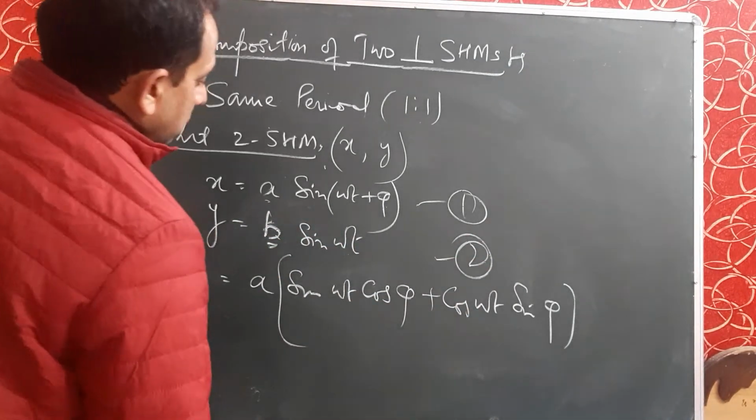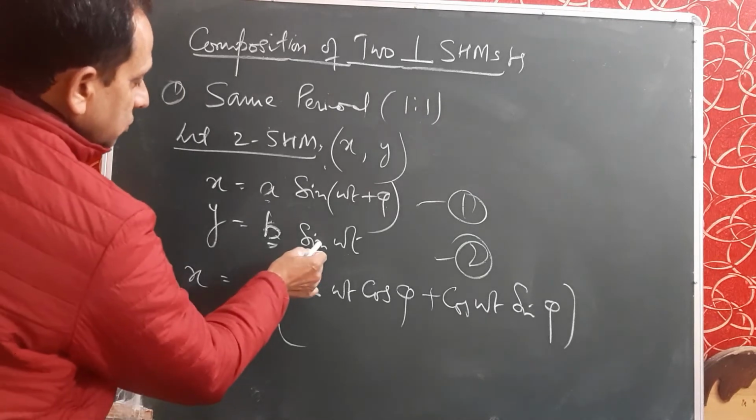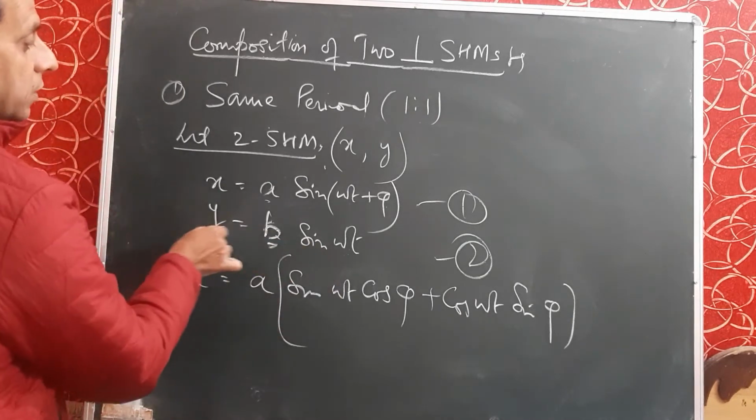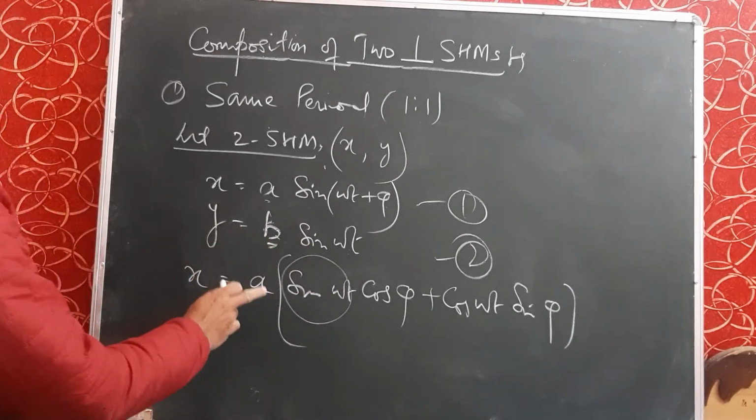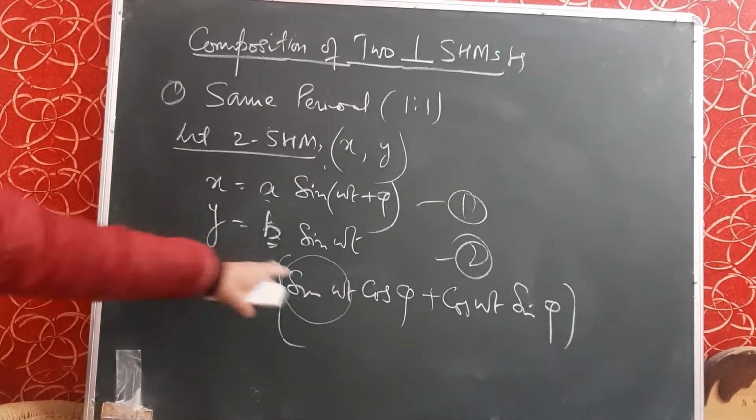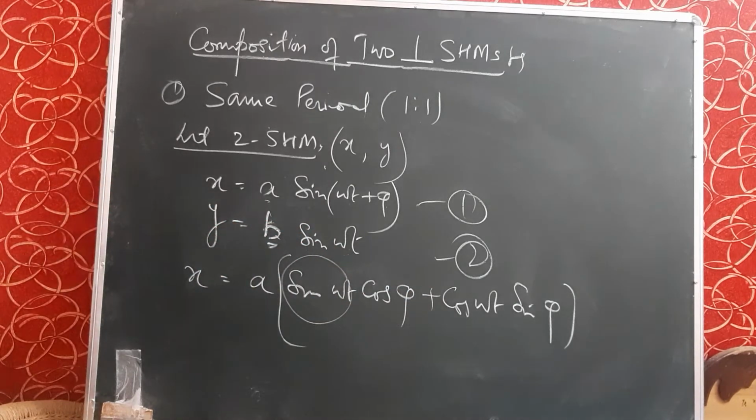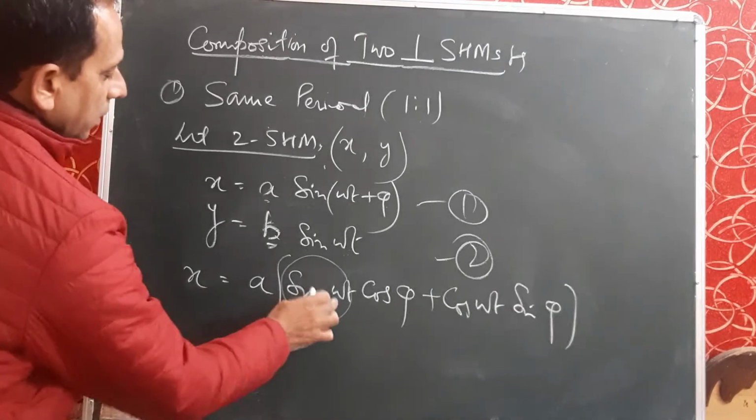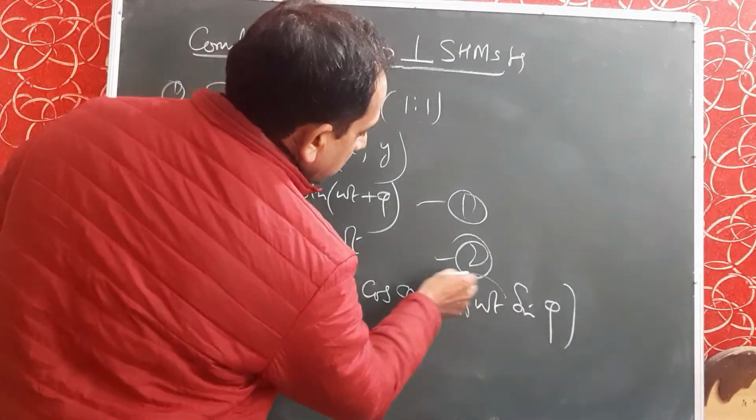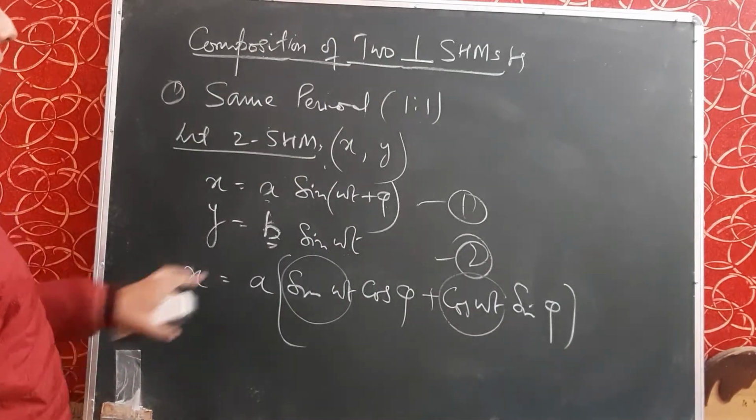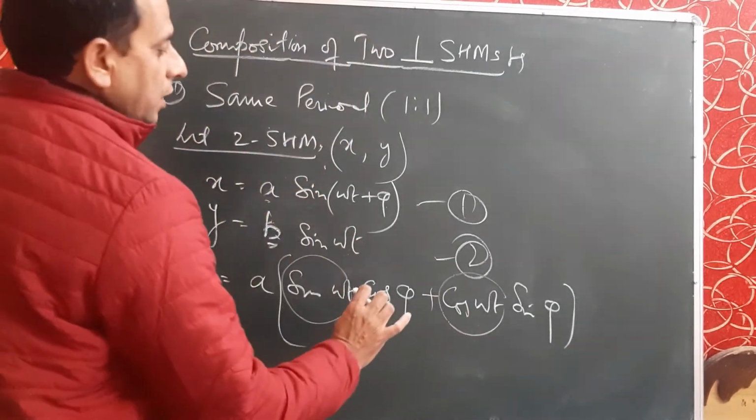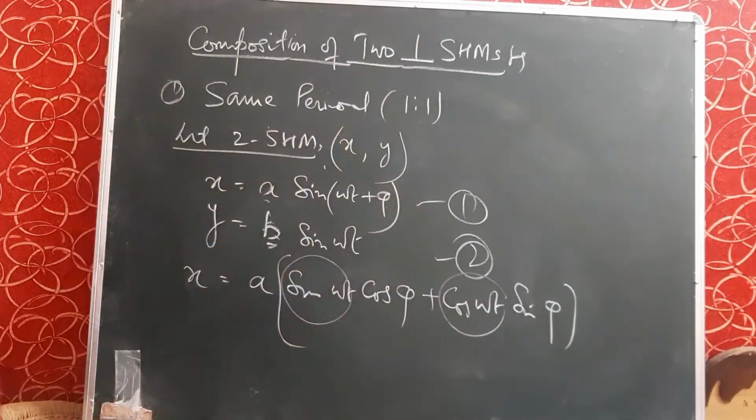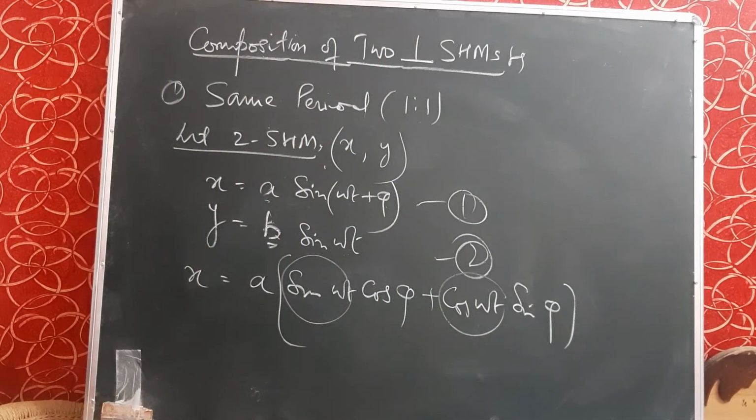And further, this sin omega t is y upon b. So, we will put the value of sin omega t from the second equation. So, we will use this second equation in this first equation, and finally we got the third equation, the combined equation. This is sin omega t, but in the second term it is cos omega t, but we have the equation for sin omega t. So, we can convert this cos omega t as under root 1 minus sin square omega t.